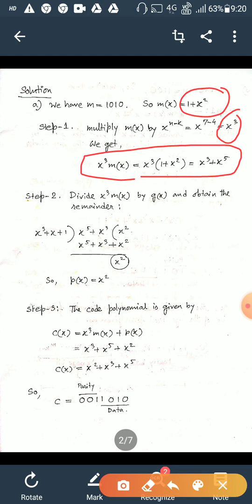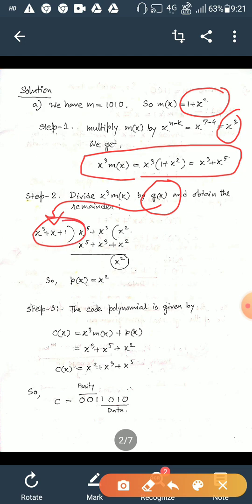Now for step number 2, what do you have to do? You have to identify the mod value. And how can you get this one? Divide the step number 1 result by g(x), that is the generator polynomial. g(x) is this one, you have to divide.